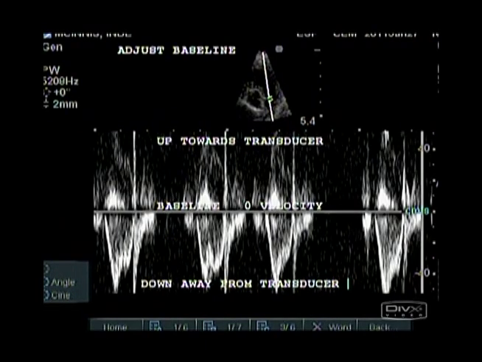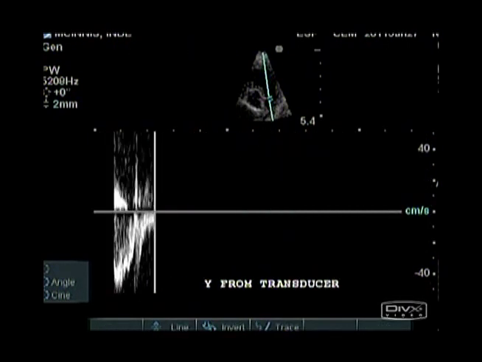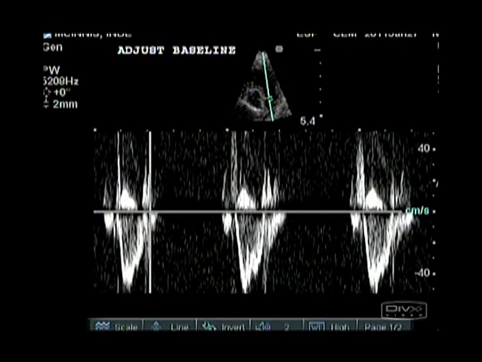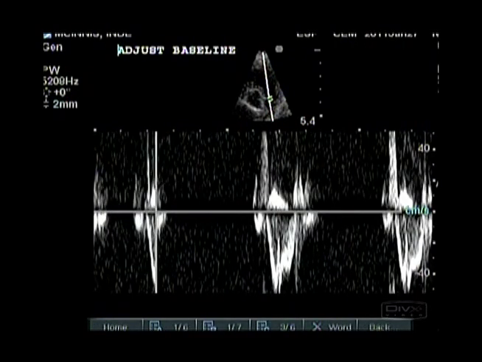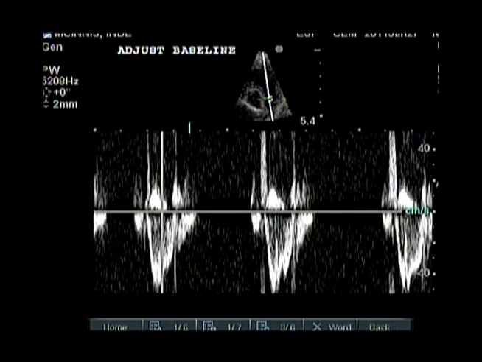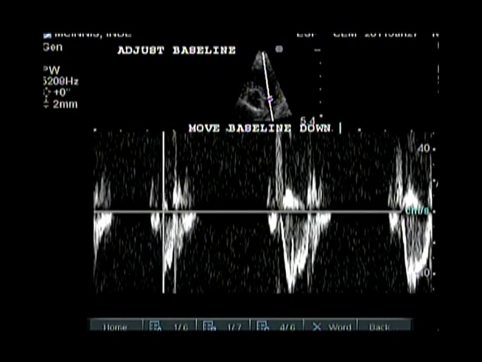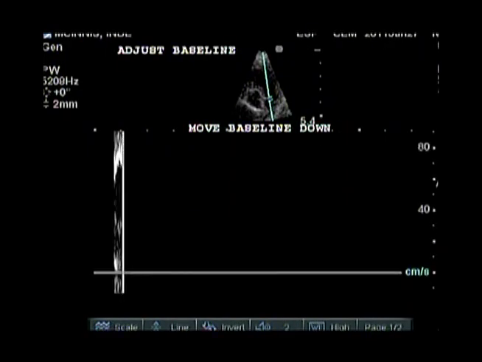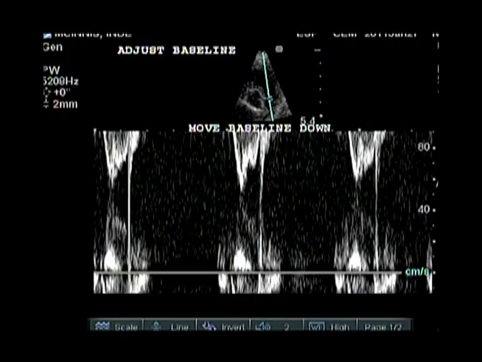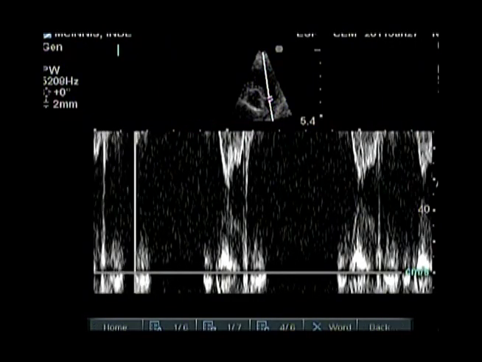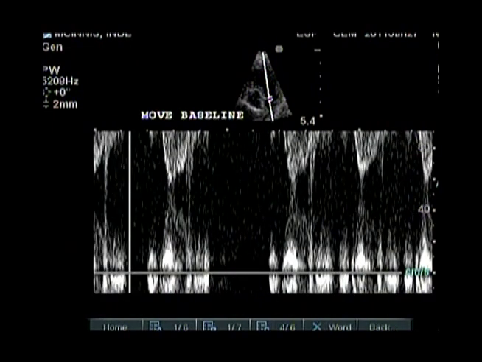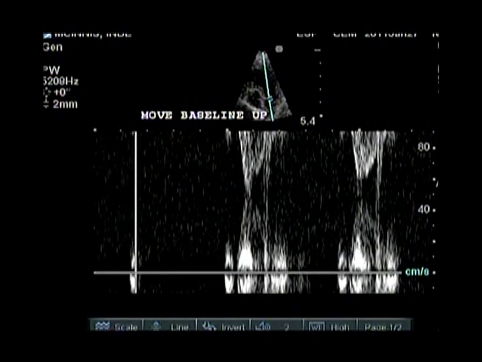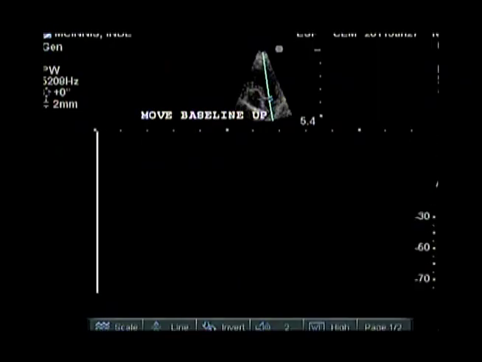If positive or negative blood flow velocity exceeds the available scale, wraparound or aliasing will occur. If the main flow is positive or up, you can move the baseline down to increase the upper scale. If the main flow is negative or down, you can move the baseline up to increase the lower scale. If flow still exceeds the available scale, you will need to increase the scale or PRF.